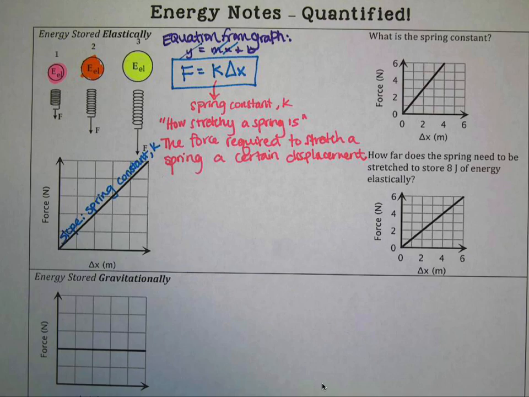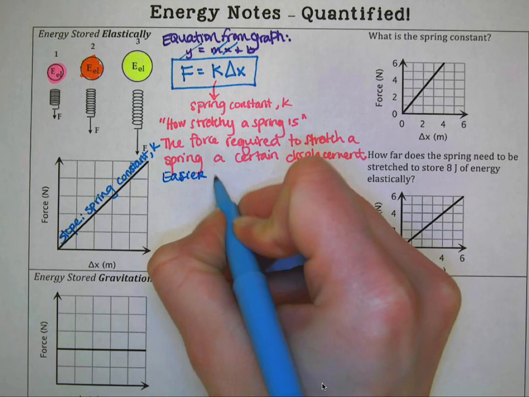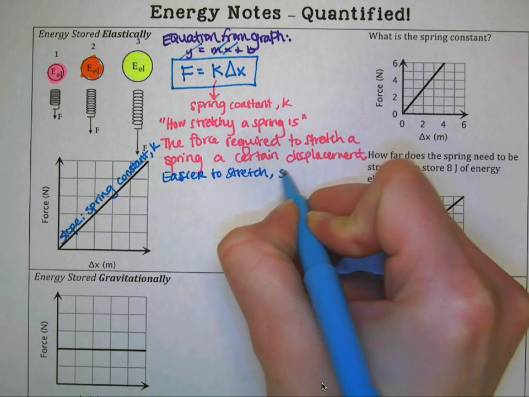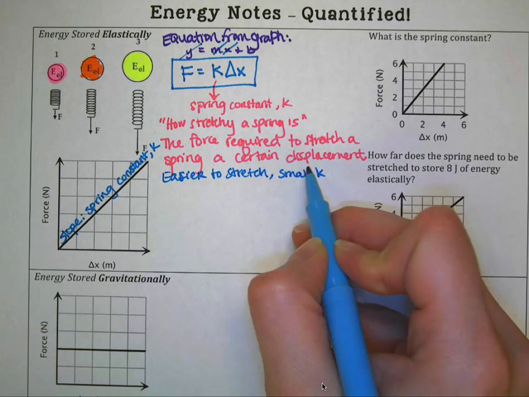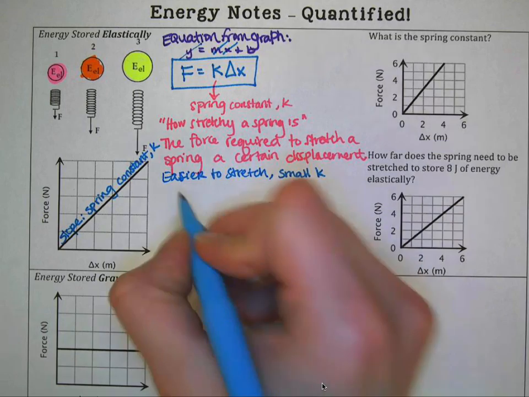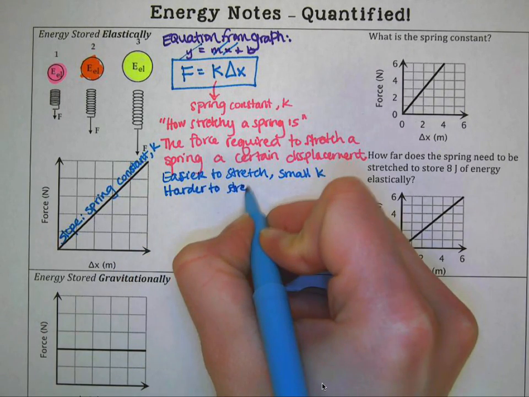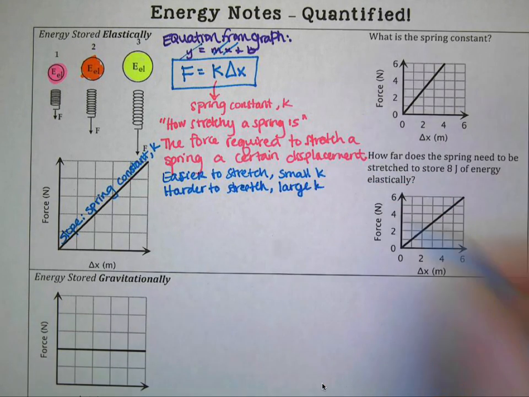And typically, the easier to stretch, you have a small k, right? A smaller force required to stretch at a certain displacement, and the harder to stretch, a large k, a relatively large k value.